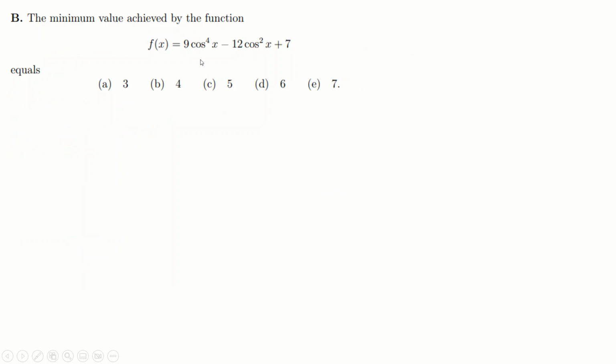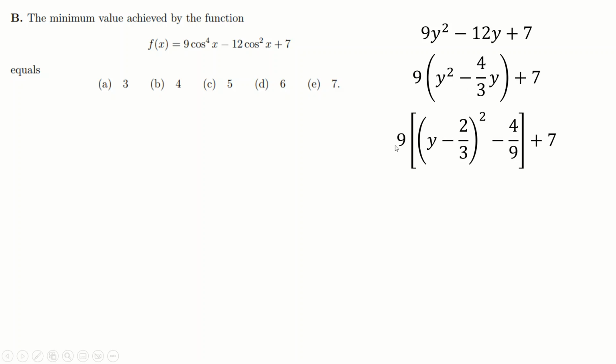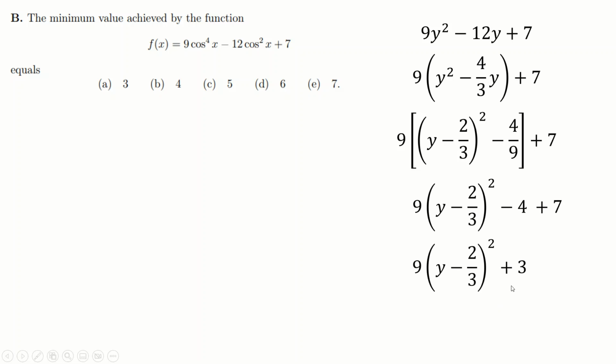Good. Number B. So this looks like a hidden quadratic, power 4, power 2. So just write the equivalent quadratic. Here it is, 9y squared minus 12y plus 7. And just complete the square on this. So take out the 9 from the first two terms, which is how I like to do it. Halve this number for 2/3, take away the square for 4/9. Put the 9 back into the two terms that you've taken it out of. And then tidy up, and we get a minimum value of 3.